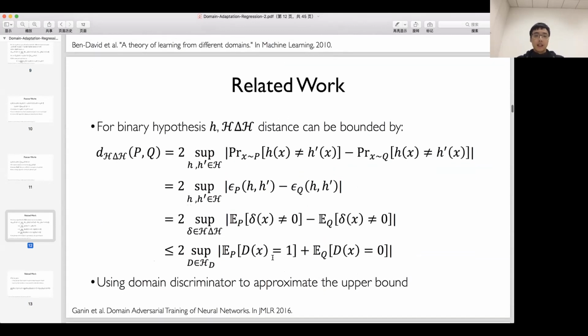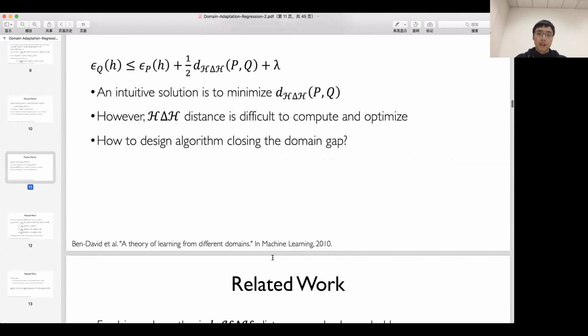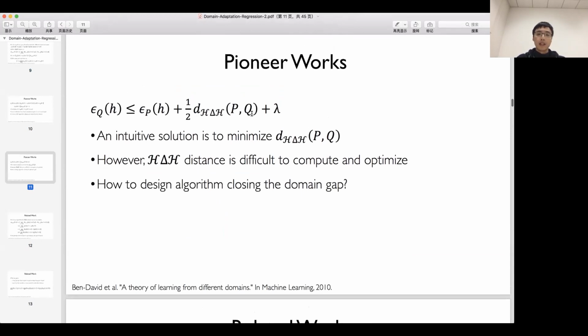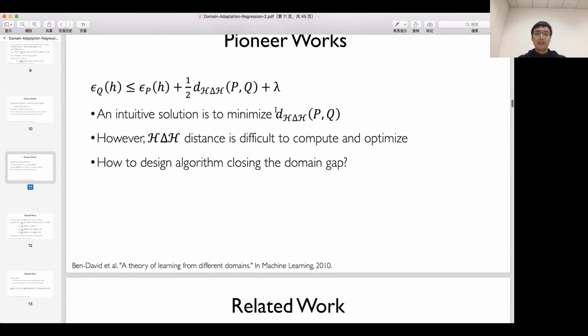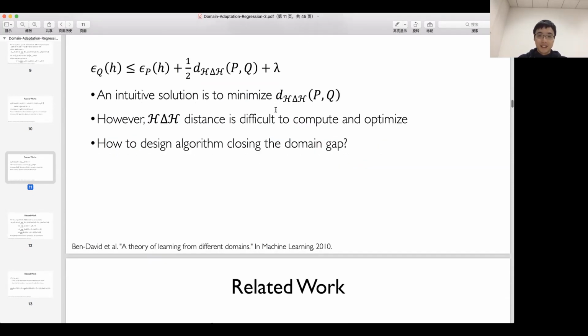Okay, and this works just try to minimize the delta H divergence. And also in these years, there are also many works that point out that in deep domain adaptation methods, lambda is enlarged. And some works just try to minimize the lambda to make the model performance better. But in my presentation, I do not introduce these works.